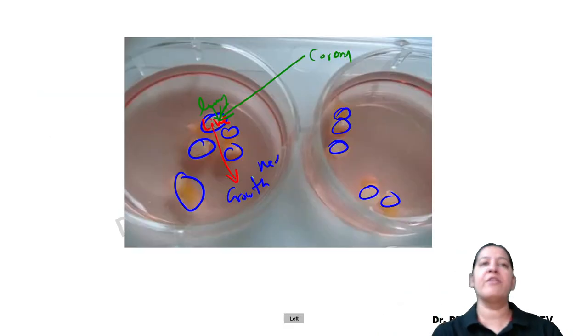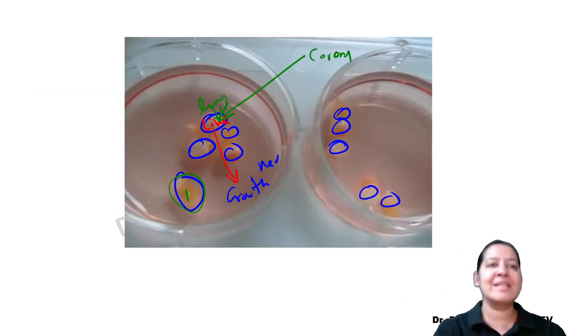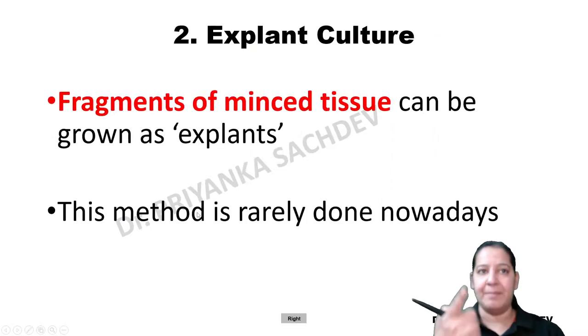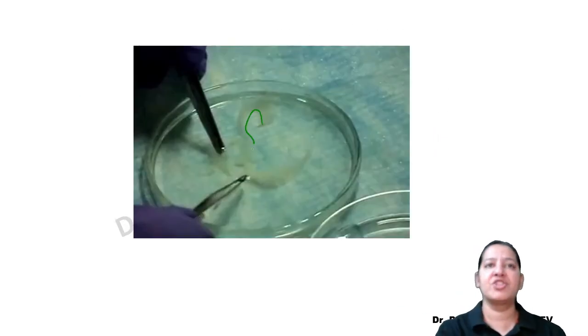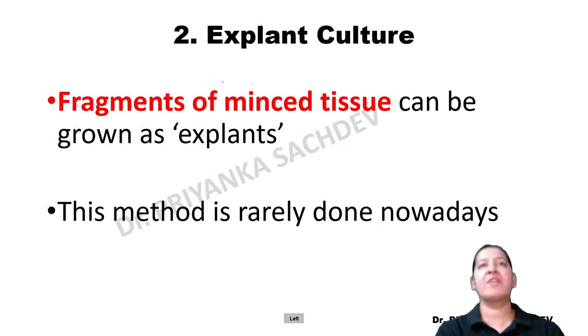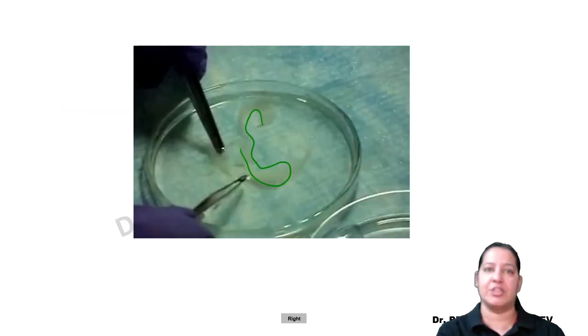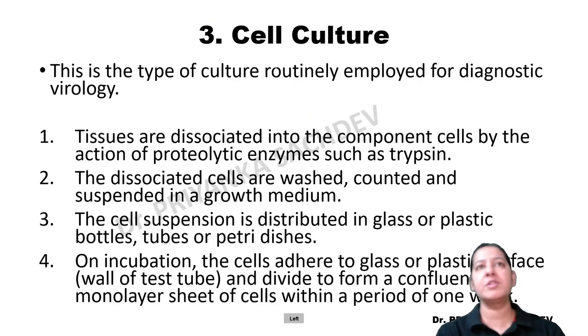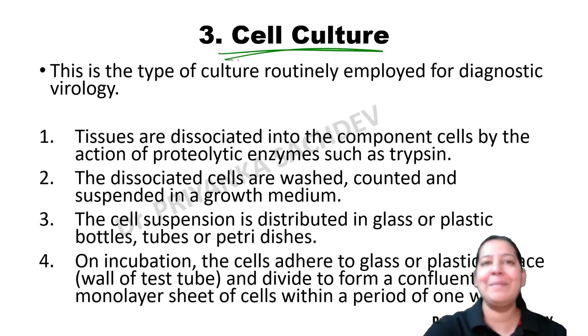The second, instead of taking big tissues, you can mince them and take the minced tissue. So the second type of culture is explant culture. We take minced tissue. But these two are not important. The most important is cell culture. What do you mean by cell culture?